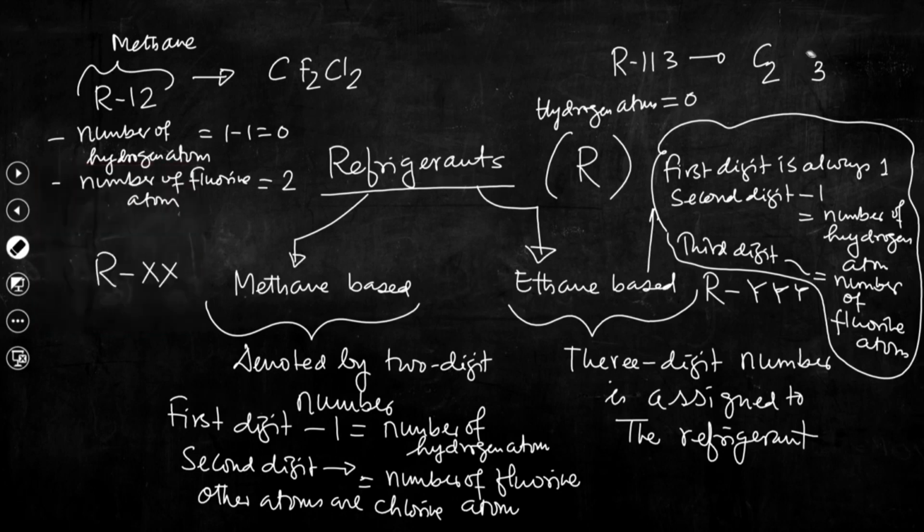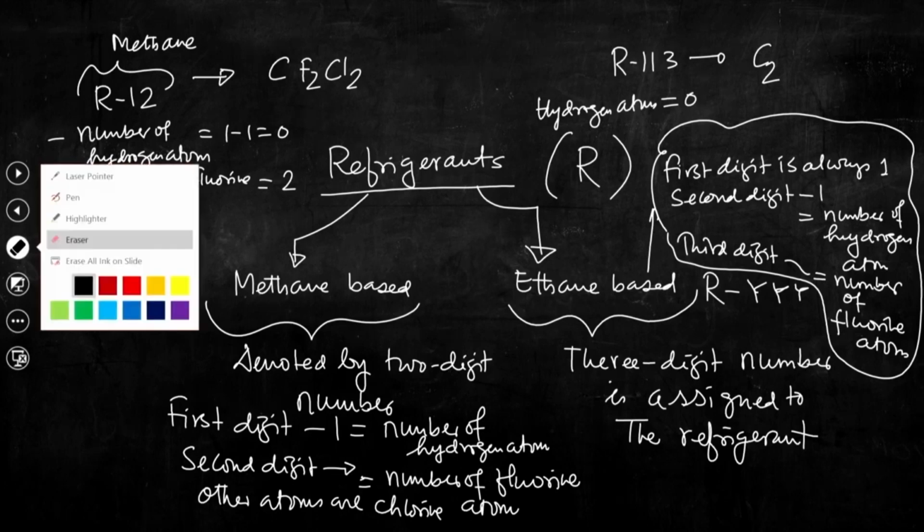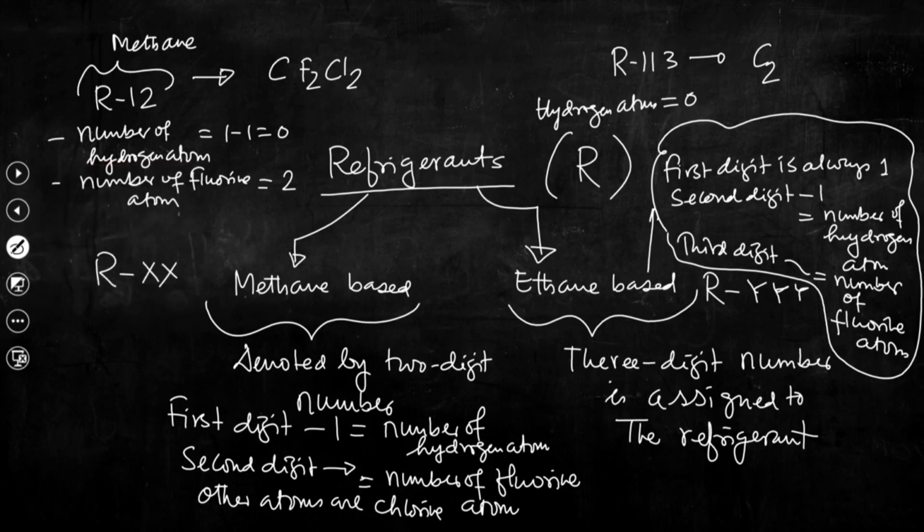So, this is F3, this is F3, second digit is 3, third digit is 3. So, that is the number of fluorine atoms, and the other or remaining atoms are chlorine atoms.